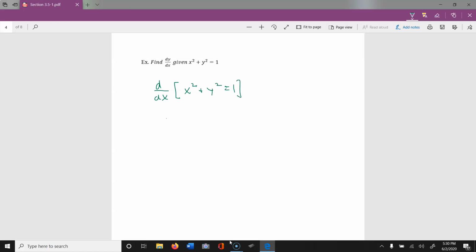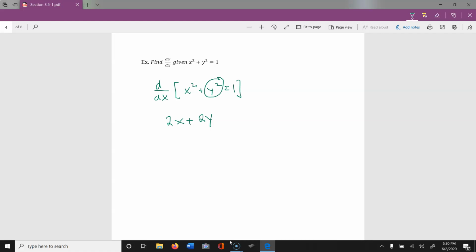Okay, so what am I going to get? I'm going to get 2x plus 2y. Y is a function of x, but now we can't forget the chain rule, right? This is a composition of functions, isn't it? Y squared is a composition of functions. We have the outside function, which is a square function, and then the inside function, which is the y, right? Y is a function of x.